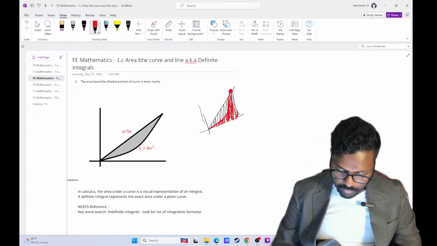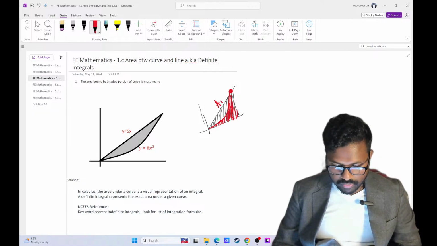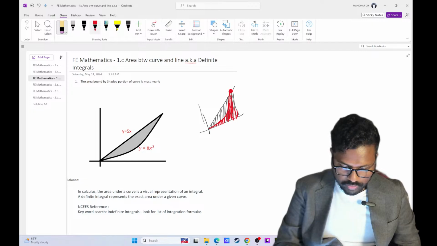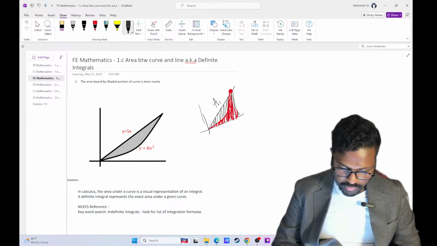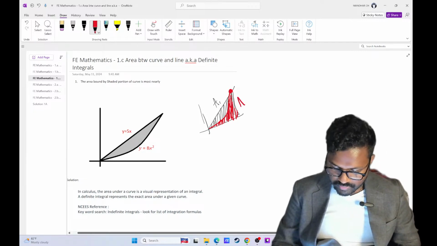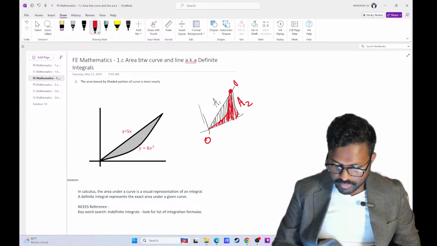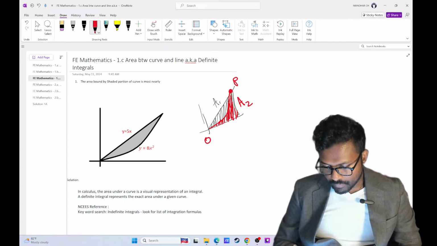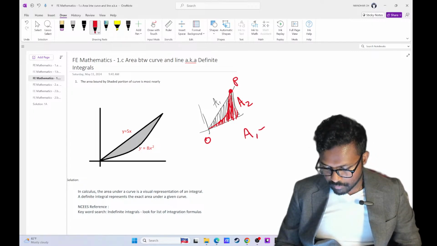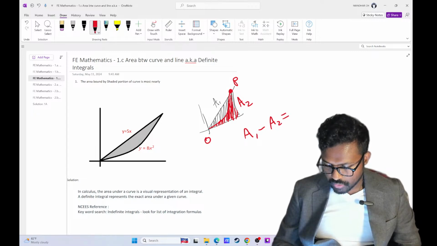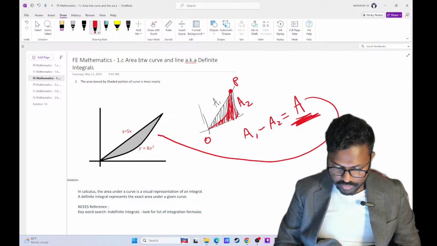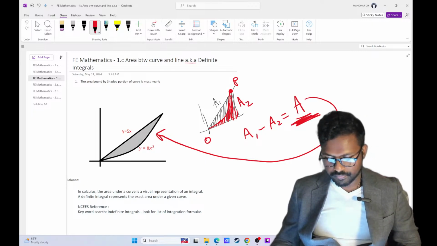let's call the area bound by the line and this limit as A1. Let's call the area bound by the curve as A2 within this limit. Let's say the limit is like 0 to, let's say, P. If you subtract A1 minus A2, then you will be able to get the area A that they are requesting us in this problem.